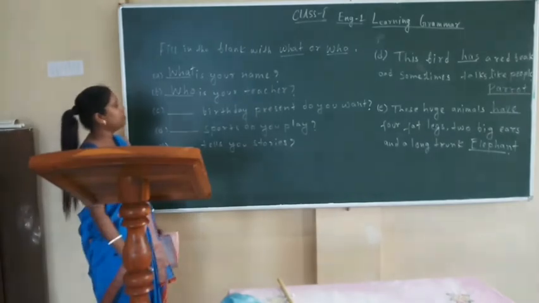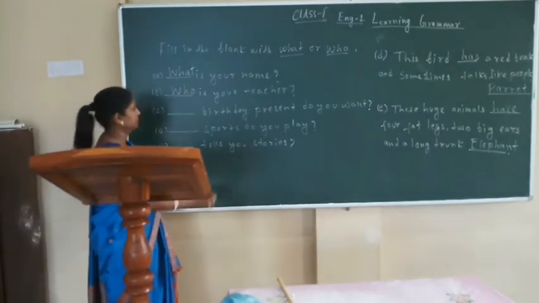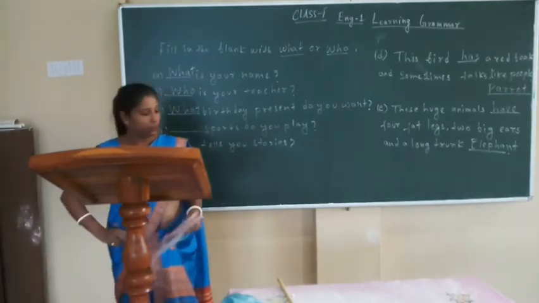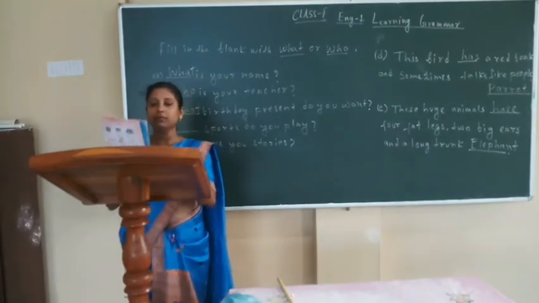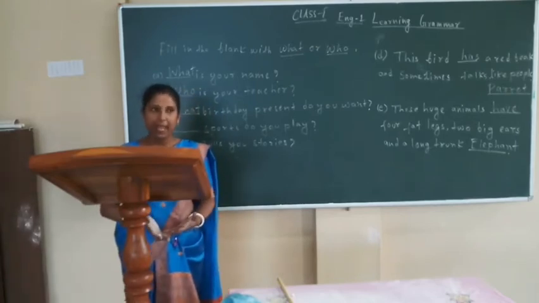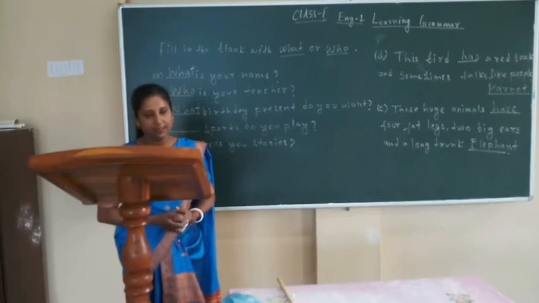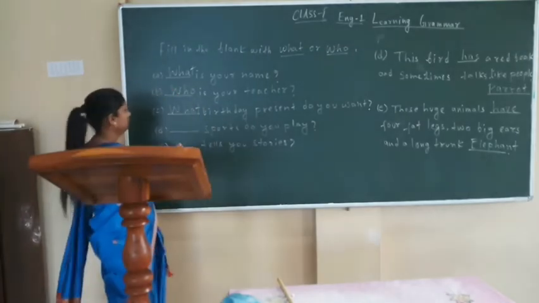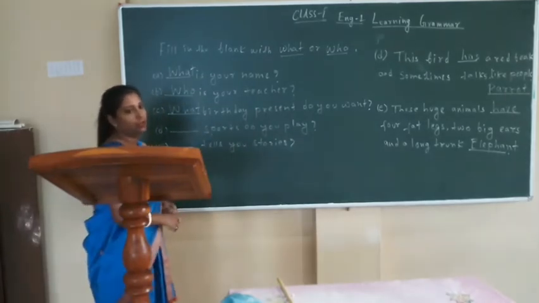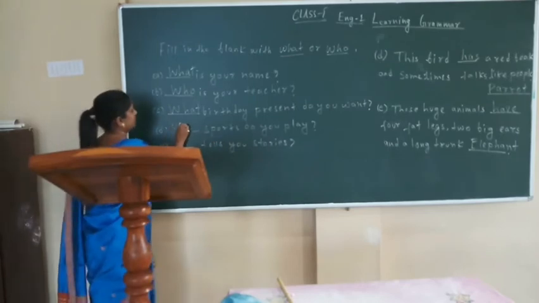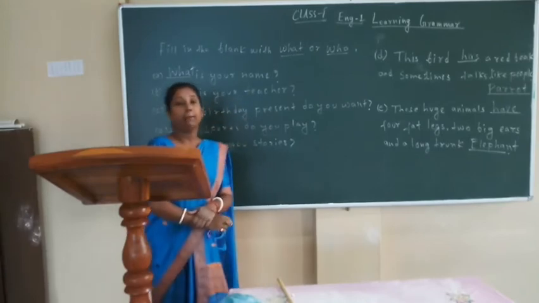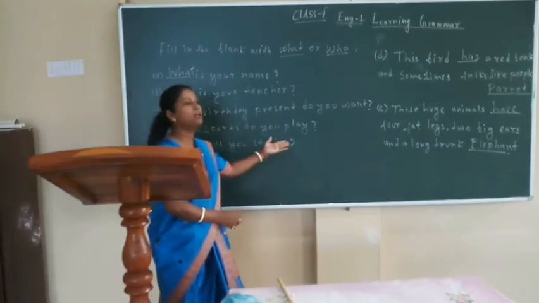Next, C number. What birthday present do you want? Asking about a thing, isn't it? What answer will you give? You will say, I want a doll, I want a bat, I want a ball. Like that you will give the answer, isn't it? D number. What sports do you play? Same here, asking about a thing, that is why what is used here. I play football, I play cricket, I play hide and seek. Like that you will give the answer.